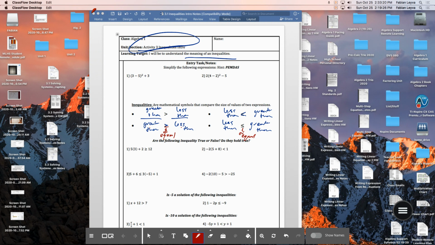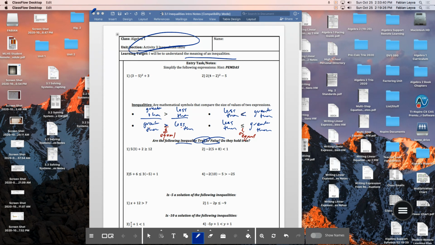Let's make sure that we understand them completely. What I want you to do is check if the following inequalities are true. Just because an inequality is written down doesn't mean it's actually true. It doesn't mean it holds true. It could be a false inequality. It is your job to test the following four. This is the way I want you to do it.